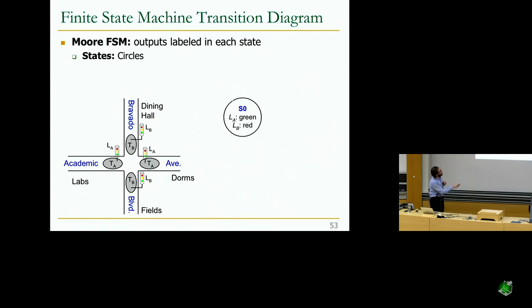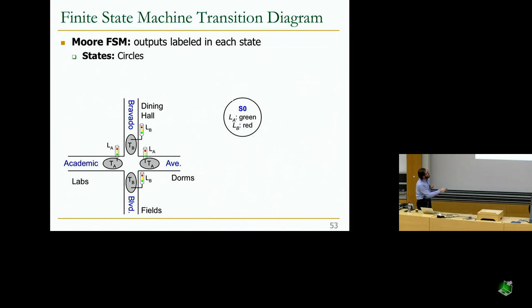This light has green output, this light has red output. So hopefully you don't have any state where both of them are green, right? If you don't design your finite state machine right, you may actually cause accidents here. So finite state machines are useful for verifying the correctness of the circuit that you build as well. But we're not going to get into that.